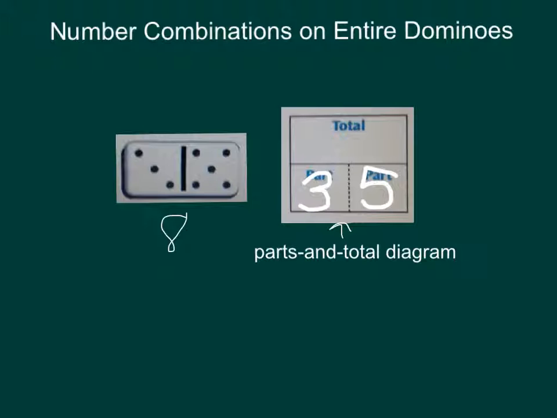And just a minute ago, you all told me that all together, all the dots on this whole domino is 8. So our total, which goes up in this box, is 8. So we just used a parts and total diagram to show how many dots are on this domino. Let's practice a few of these on the whiteboard in the classroom.